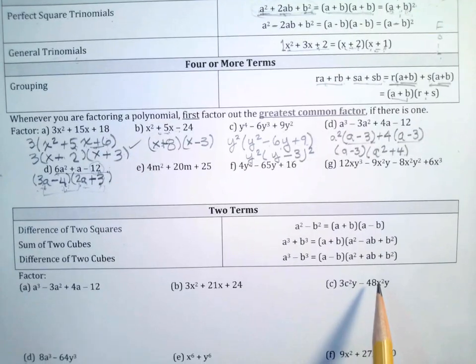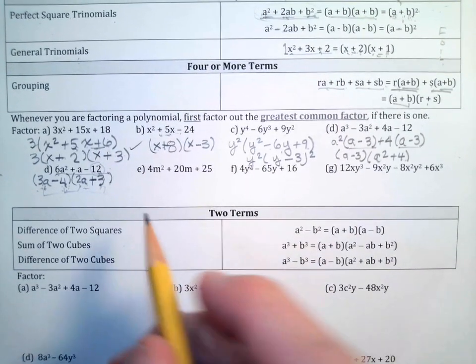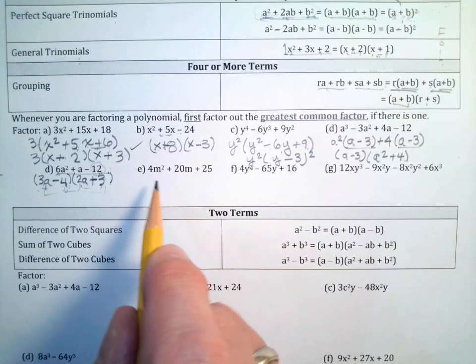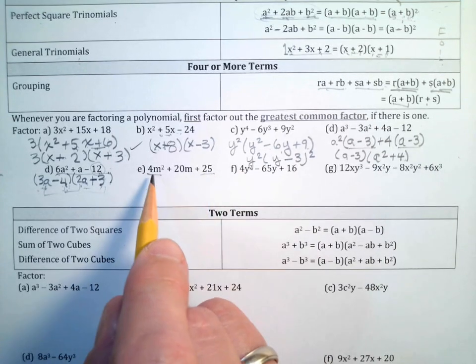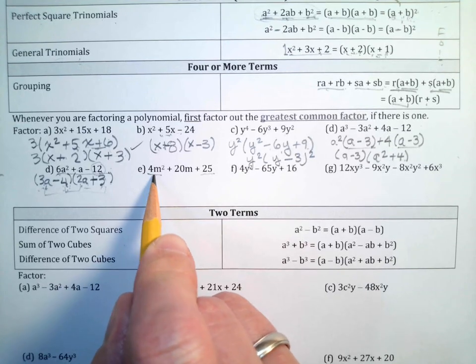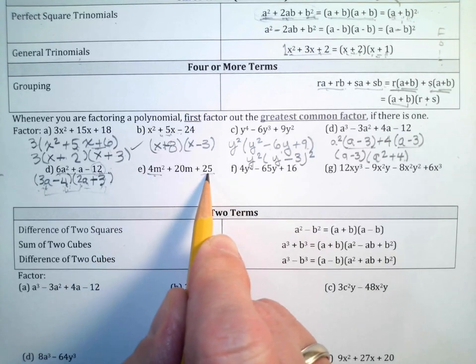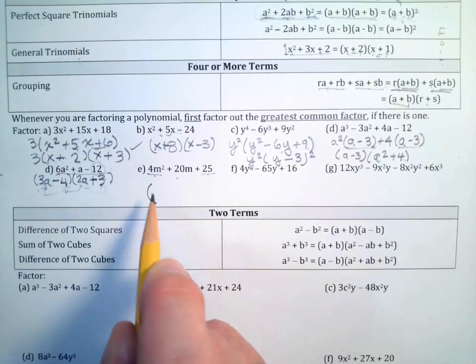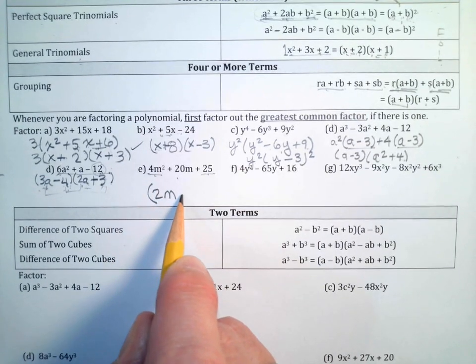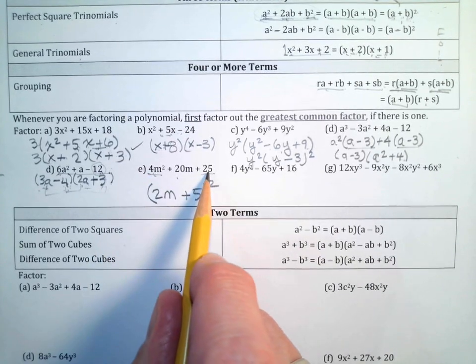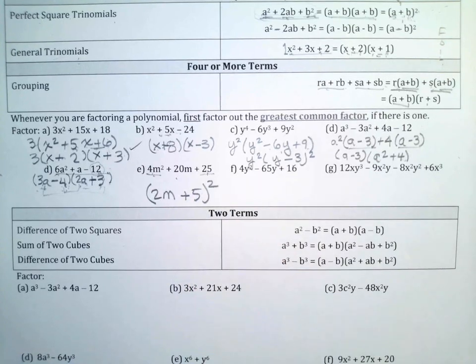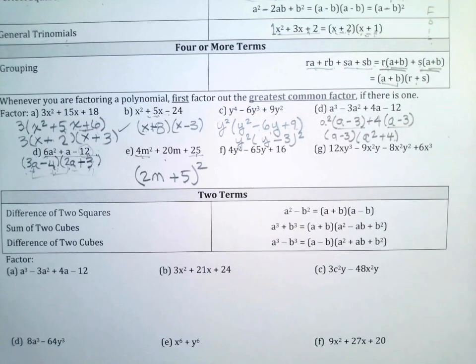All right, next one, E. Here we have, let's see, this is a perfect square. This is a perfect square. Is this a perfect square trinomial? So what's the square root of this? 2m. Square root of this is 5. 2m and 5 is 10. This is twice. So this is definitely a perfect square trinomial. And it's as simple as taking the square root of this plus the square root of this and then squaring it. So that's much faster than trying to treat that as a general trinomial.